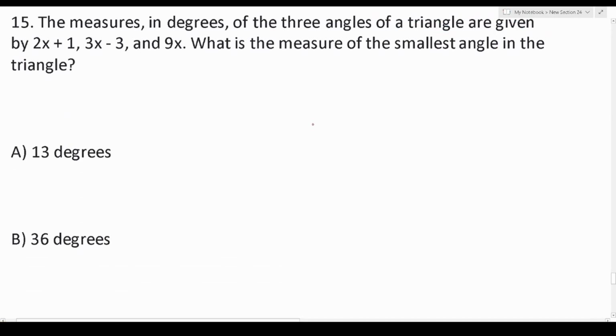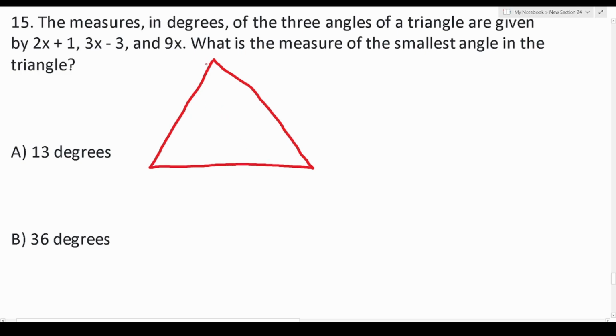All right, number 15 says the measures in degrees of 3 angles of a triangle are given by 2x plus 1, 3x minus 3, and 9x. What is the measure of the smallest angle in the triangle? So let's go ahead and draw a triangle to see what's going on here. Again, we can draw any type of triangle since this question's not being very specific.